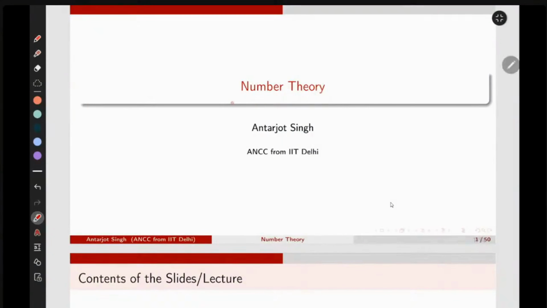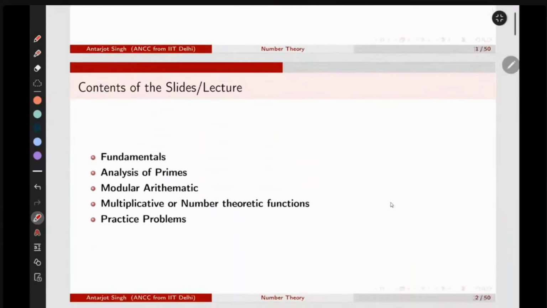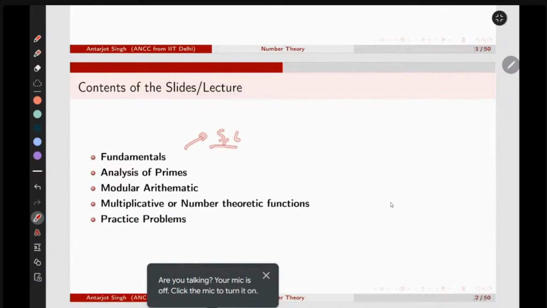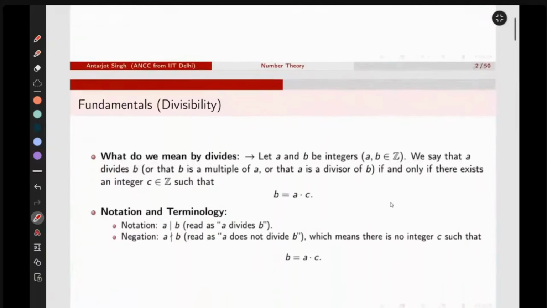We are going to cover number theory, as I said. Today we are covering fundamentals, prime analysis, modular arithmetic, multiplicative functions, and some practice problems. I would say the fundamentals are pretty straightforward, as a fifth or sixth class student would also know, and the next things are much more conceptually hard to get around.